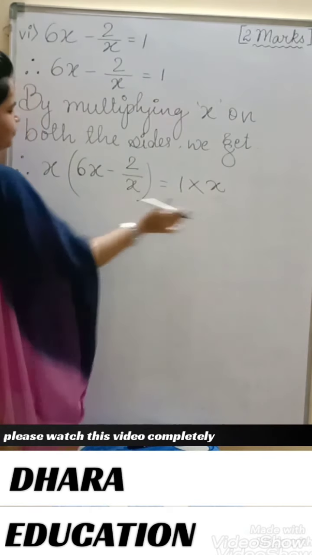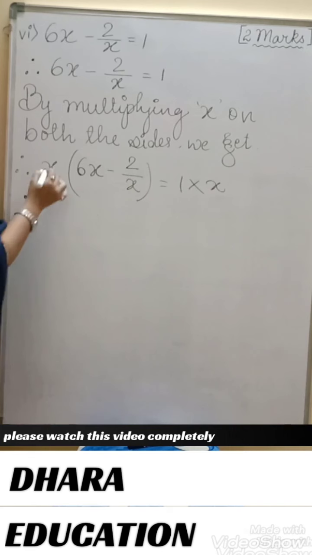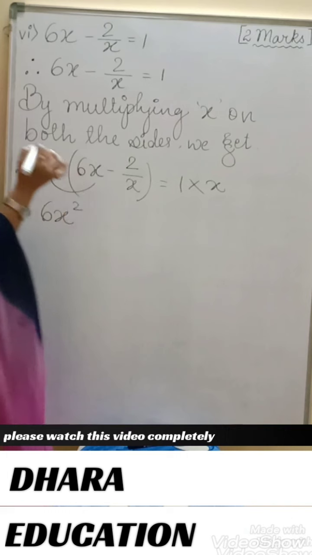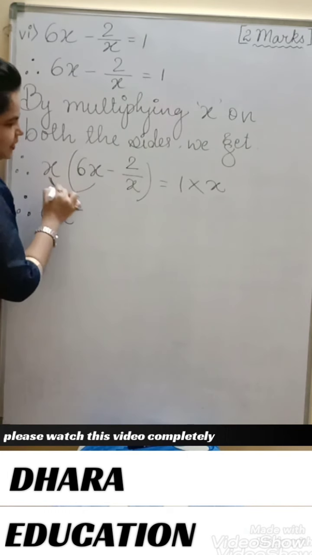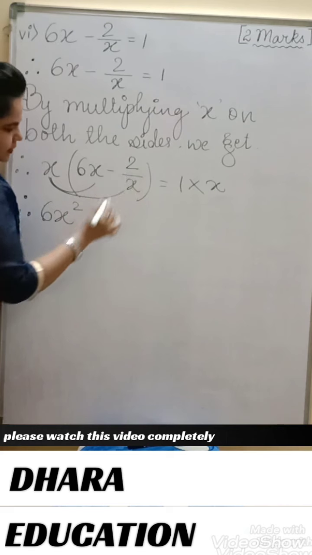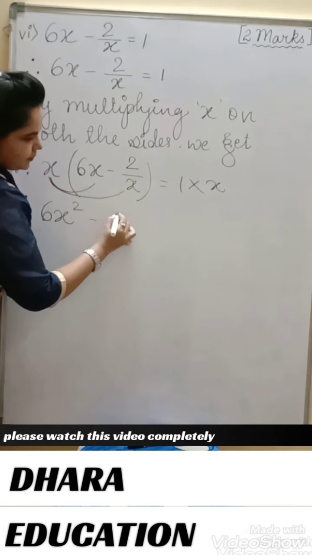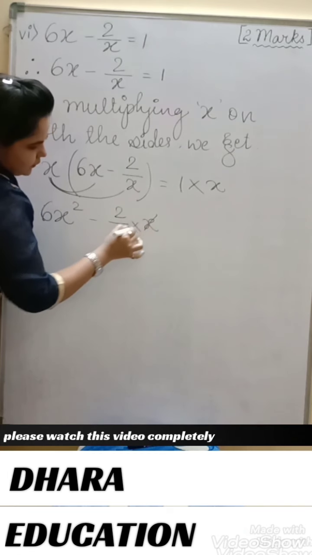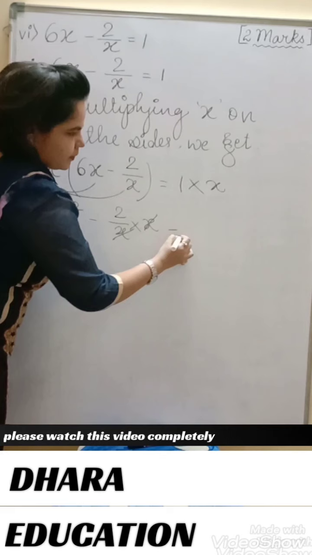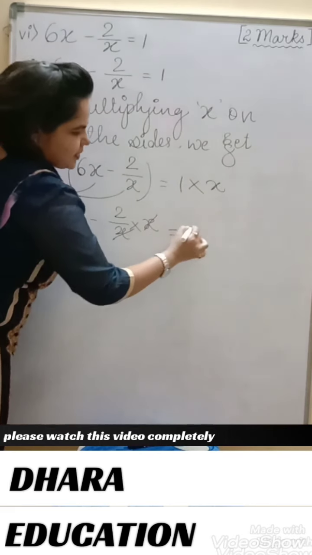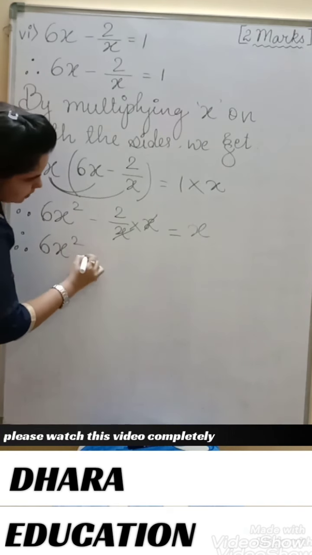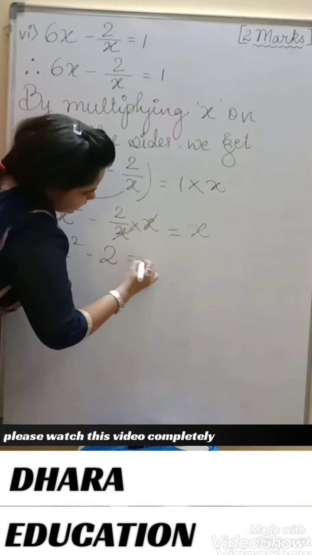So now, x multiplied by 6x gives you 6x square. x multiplied by 2 upon x, how will it be? That is 2, because x multiplied by 1 upon x gives you only 2. And 1 multiplied by x gives you x. Alright. So the next step will be 6x square minus 2 is equal to x.